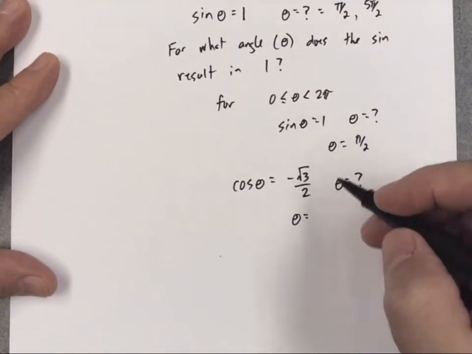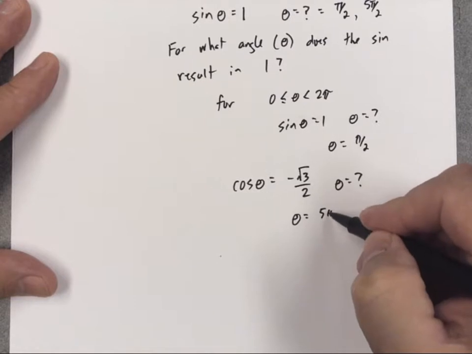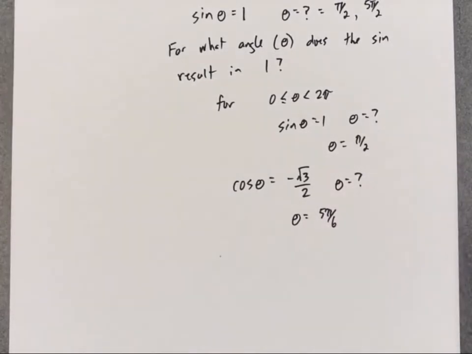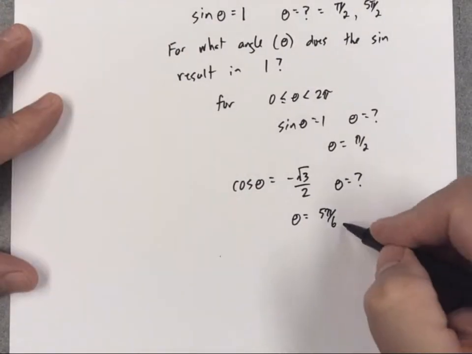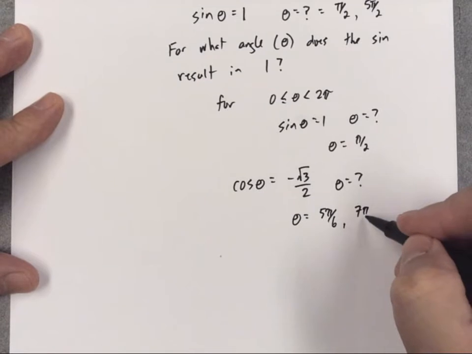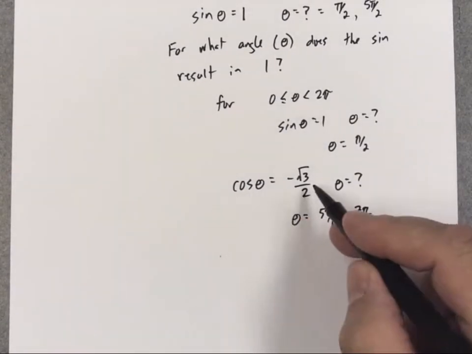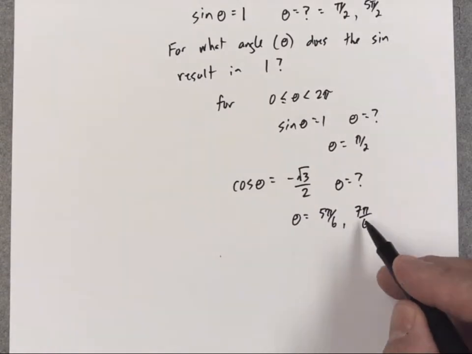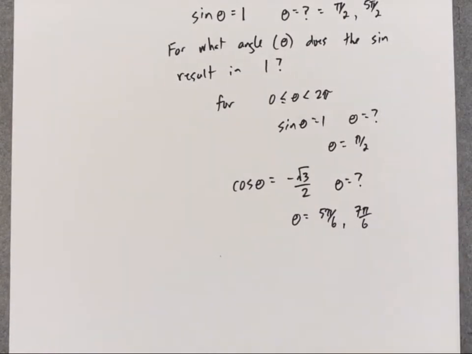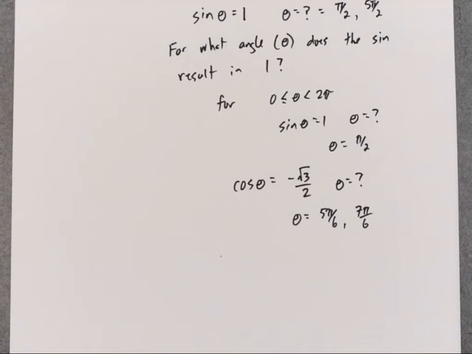The first one is 5 pi over 6. The cosine of 5 pi over 6 is negative square root of 3 over 2. But then also, there's a second angle, 7 pi over 6. So for this little equation, there are actually 2 solutions when we're looking between 0 and 2 pi.